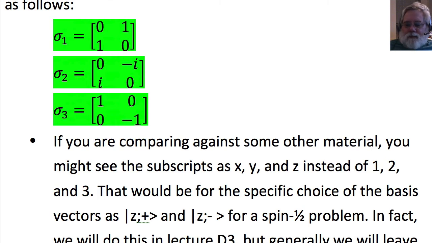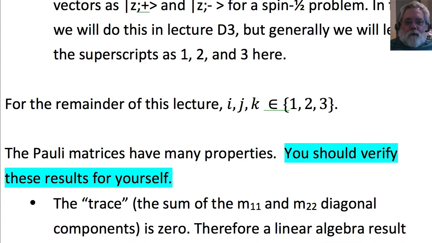Now, a lot of books and classes teach you spin 1/2 first. And so, they're going to call them sigma x, sigma y, and sigma z. And that's fine, but we're choosing to do generic two-state systems first. So we're using 1, 2, 3, not x, y, z at this point. For the remainder of this lecture, when we use I, J, and K as indices, subscripts, they can take on any value 1, 2, or 3.